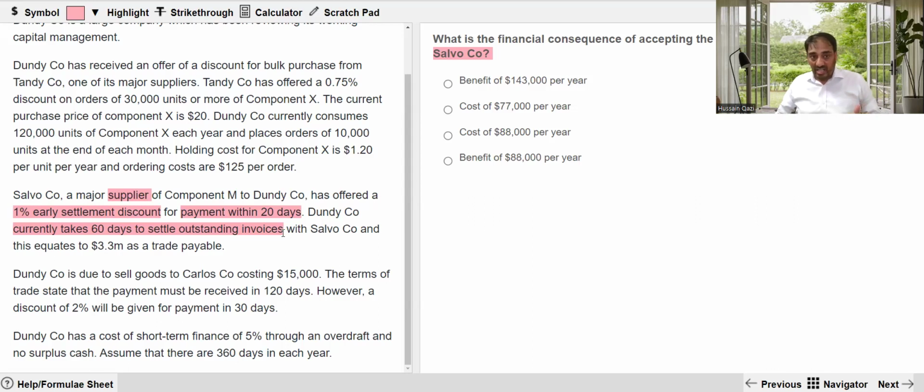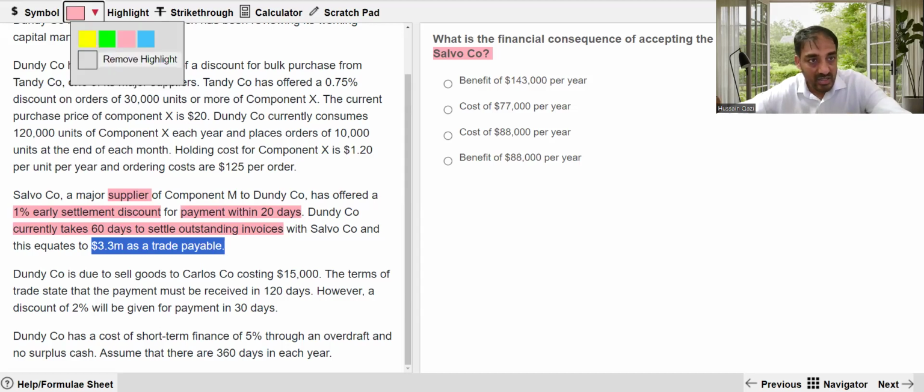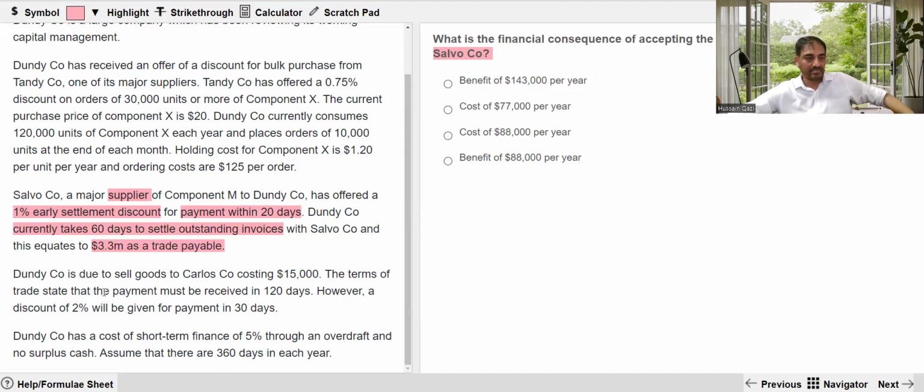That means payment within 20 days, 40 days before. We are compromising for the 40 days. If we pay this amount within 20 days, arranging the amount 40 days before, our working capital cycle becomes disturbed. How to arrange the finance? It's about the bank overdraft or others. The company currently takes 60 days to settle outstanding invoices with Salvo and equates to $3.3 million as trade payables. Remember, it's a payable, not the purchases.